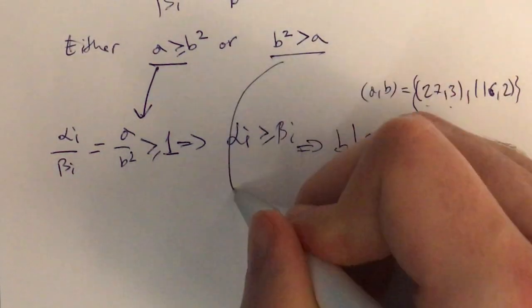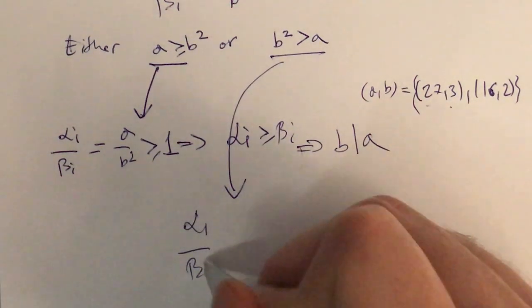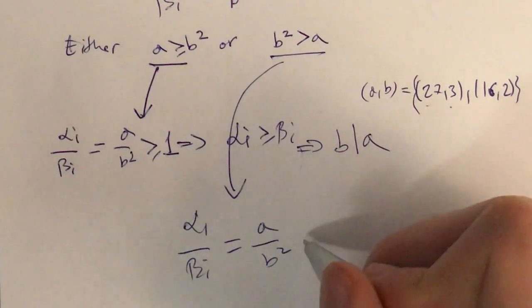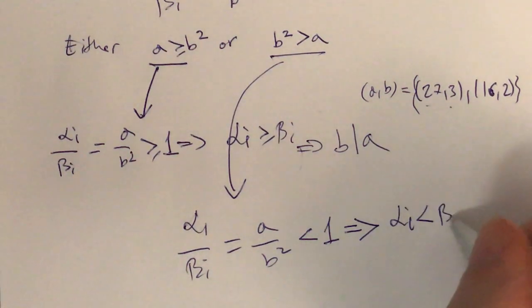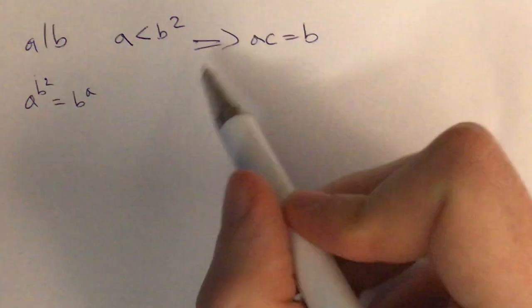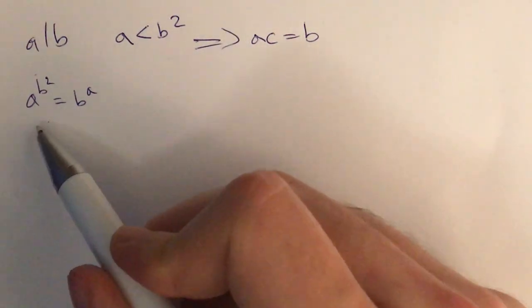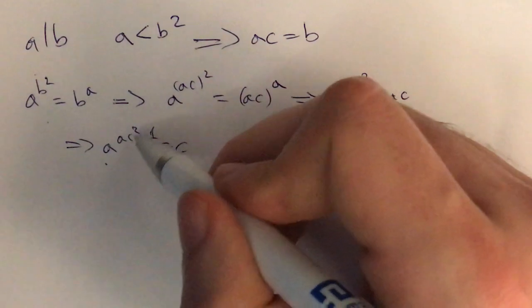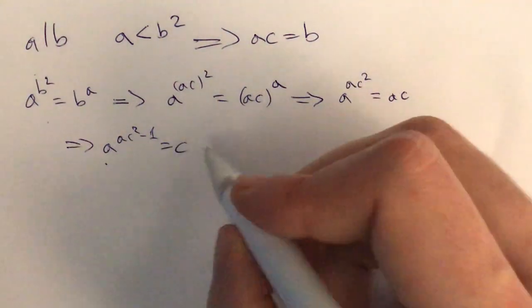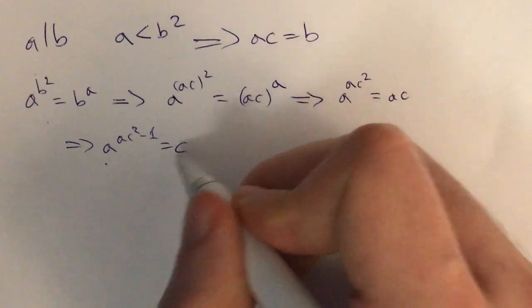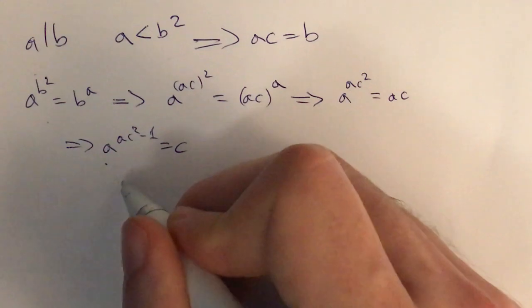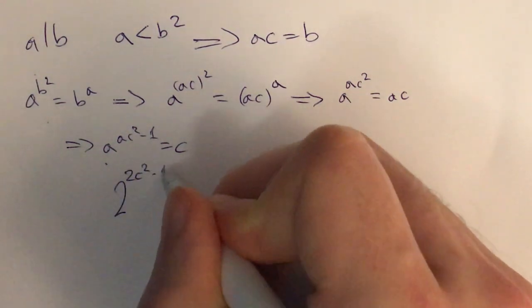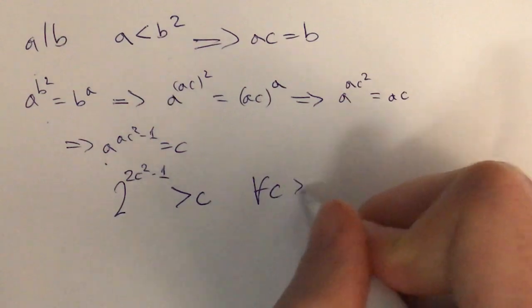And now with this case, we have that alpha i over beta i is equal to a over b squared, which is less than 1, which implies that alpha i is less than beta i, which implies that a divides b. And now here we do write b in terms of a and c as before, and then this transforms into a to the power of a times c squared minus 1 is equal to c. And then we show via induction that if c is greater than 1, we know a needs to be greater than or equal to 2. And now via induction, we show that 2 to the power of 2c squared minus 1 is greater than c for all c greater than or equal to 2.